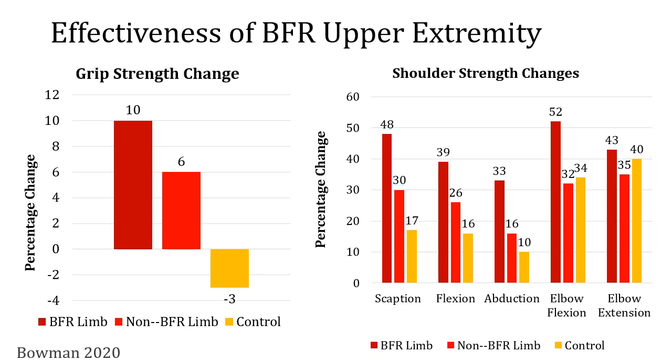And these are rather substantial numbers if you take a moment to think about that. There's a 48% improvement, 39% improvement, and 33% improvement in the strength of the shoulder changes pre and post in just 6 weeks, which is quite profound in the BFR limb.